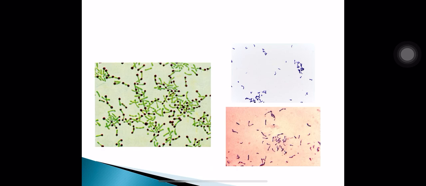This is the Albert stain figure on the left, which shows green bacilli with brown granules. Then on the right, the top figure is methylene blue stain, which is a simple stain which shows blue colored bacilli, and on the bottom the figure shows gram stain.